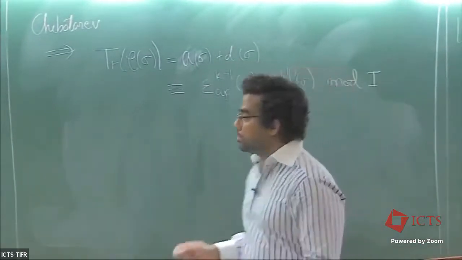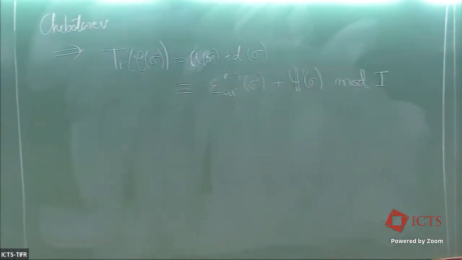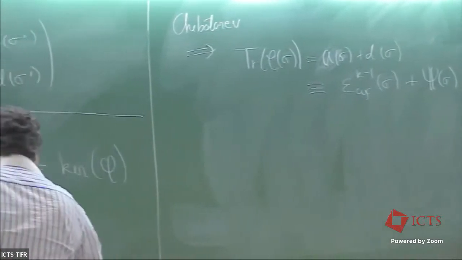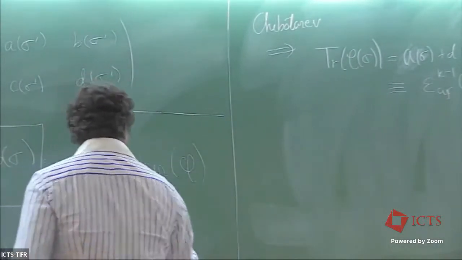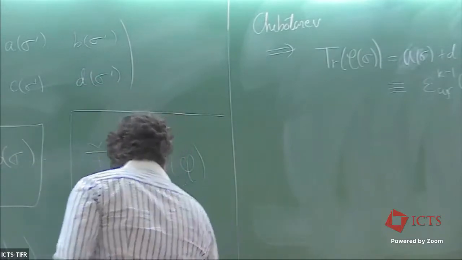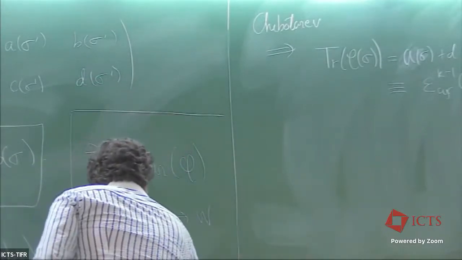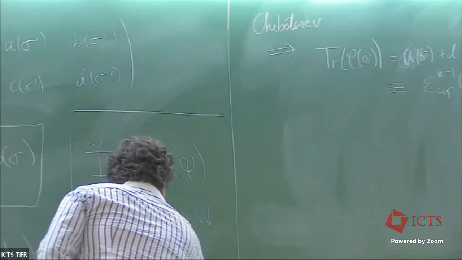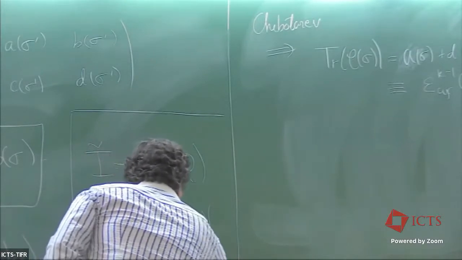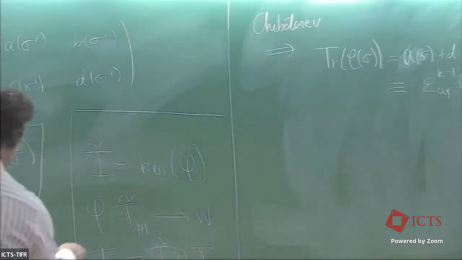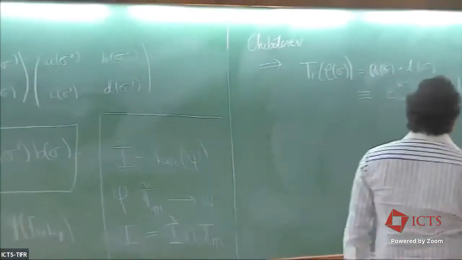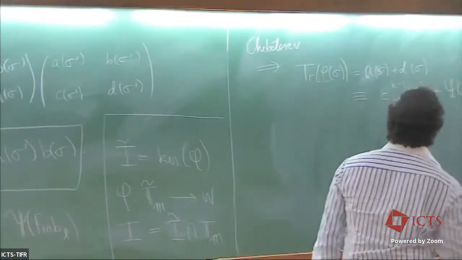I did not tell you what I was. I is simply the kernel of this map phi. Phi was this map from m tilde to W, and then I is I tilde intersected with Tm. So this is just the kernel of phi restricted to Tm. Okay, so you get this.